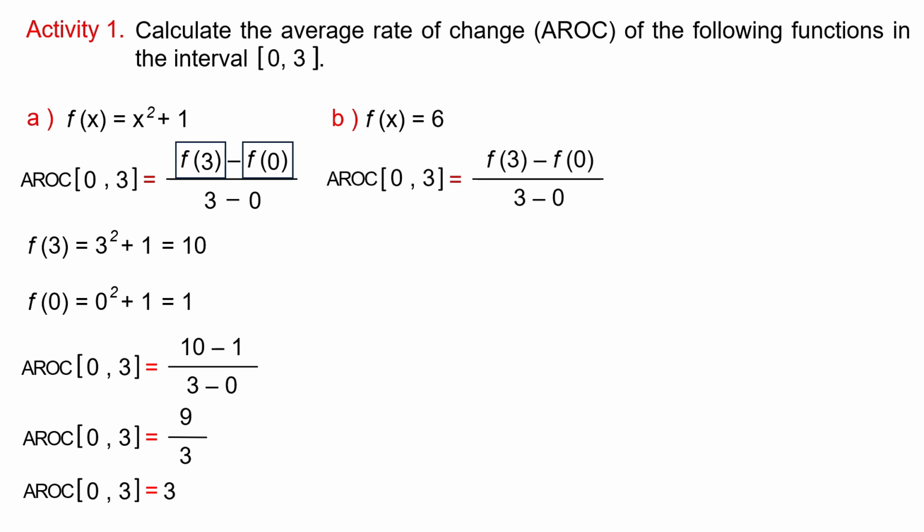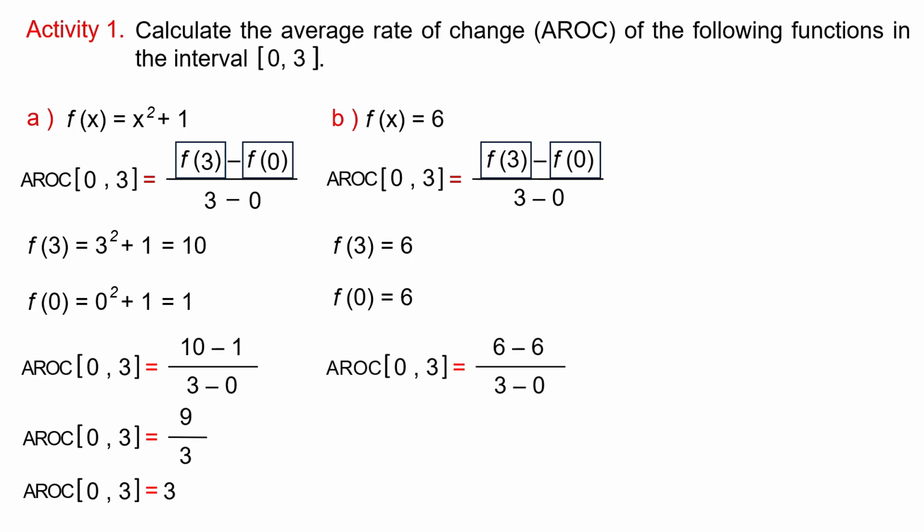Calculating the value of the function evaluated at 3, we obtain 6 since it is a constant function. And similarly, it happens for the value 0, where we obtain 6 as well. Then, replacing these two results in the formula, solving the operations and the quotient, we get that the average rate of change of the function 6 in the closed interval [0, 3] is 0.